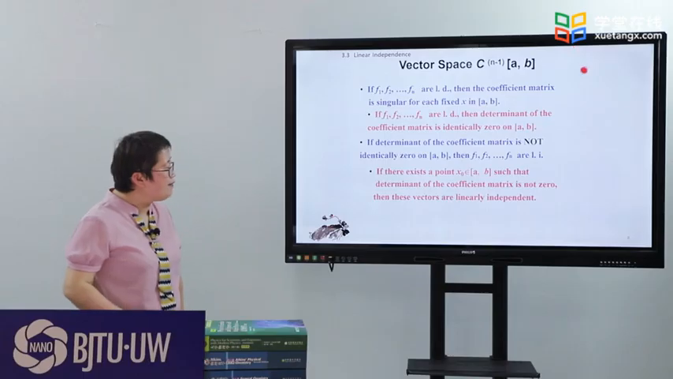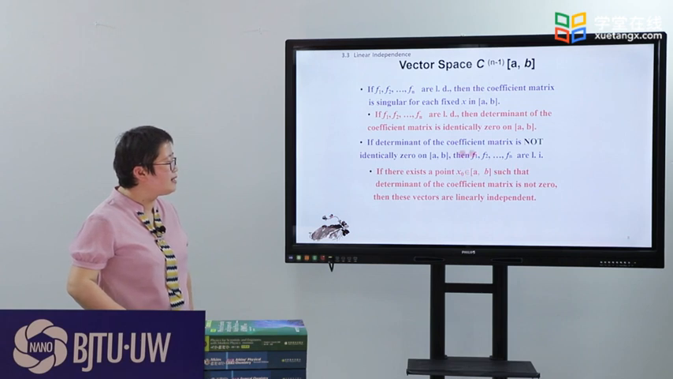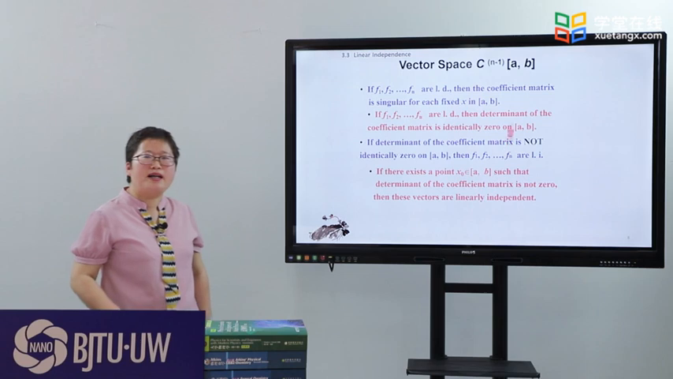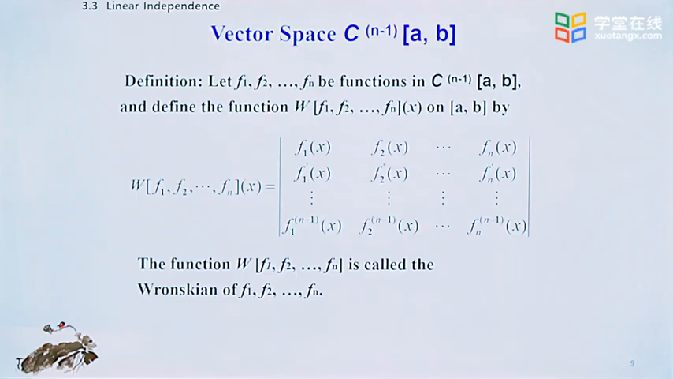Okay. If there exists a point x0 belonging to closed interval a to b such that the determinant is not 0, then these vectors must be linearly independent. Okay. Now we give this definition. Let f1, f2 till fn be functions in this vector space, and define the function w f1, f2 till fn of x on AB by this form.